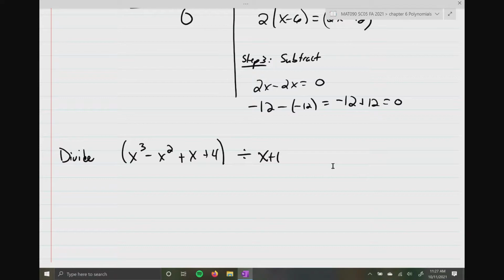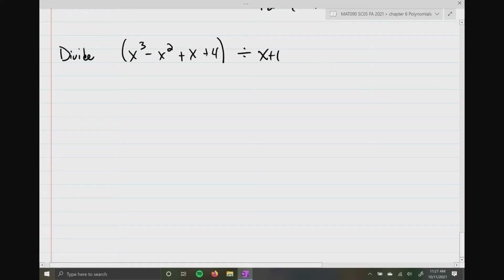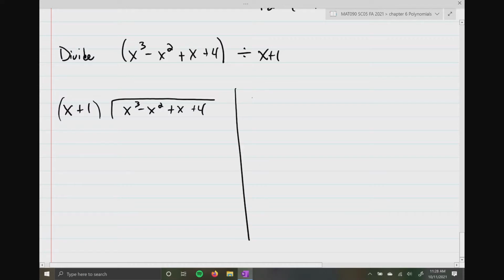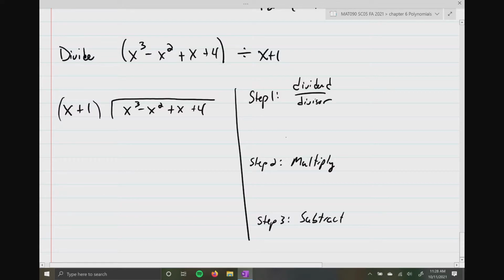All right, now, here's what I will do on this problem. I'm going to speed up a little bit, okay? We know our steps. We understand the process. I'm just going to speed up a little bit. So let's write it nice and neat. We'll set it up. I'll write my steps out beautifully. There's step one. Step two is multiply. And step three, subtract. All right, and like I said, I'm going to speed up here a little bit.